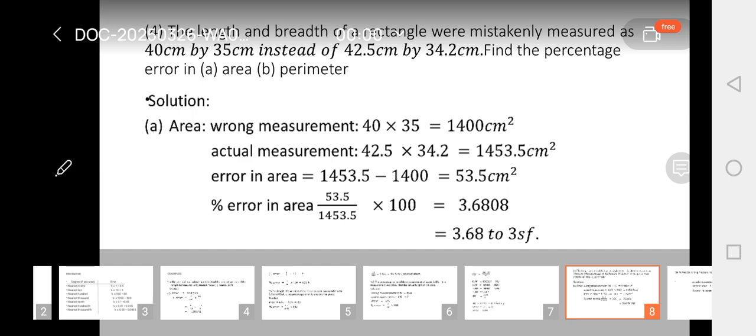So therefore, going back to the formula, percentage error in area is error over actual area times 100 over 1. And that will give you 52.5 over 1452.5 times 100 over 1. And that gives us 3.6808. And to three significant figure, gives you 3.68.